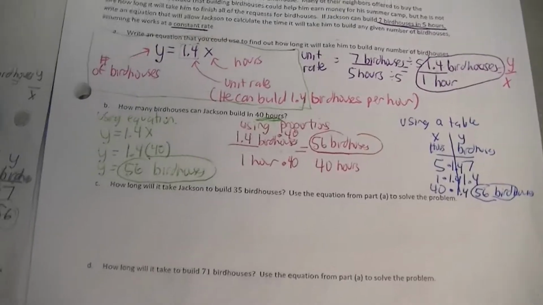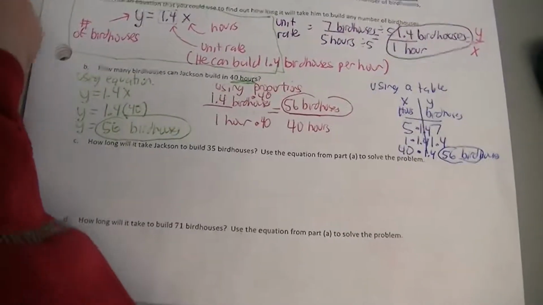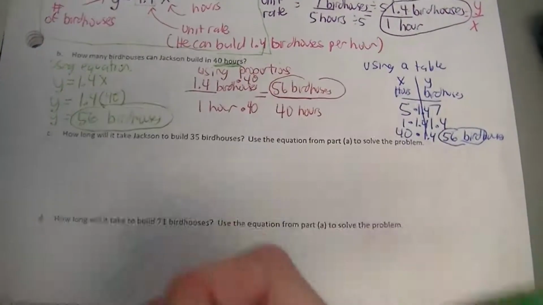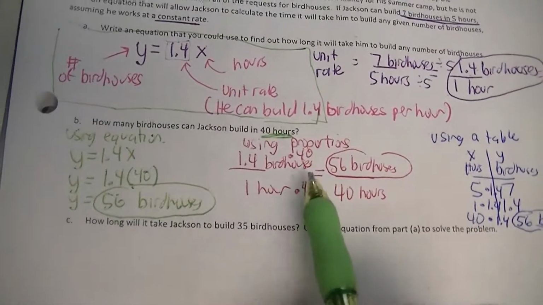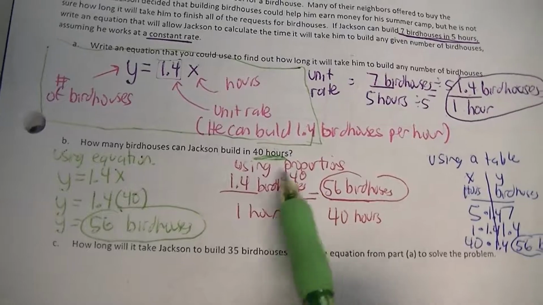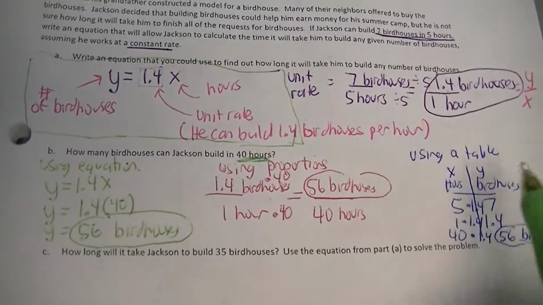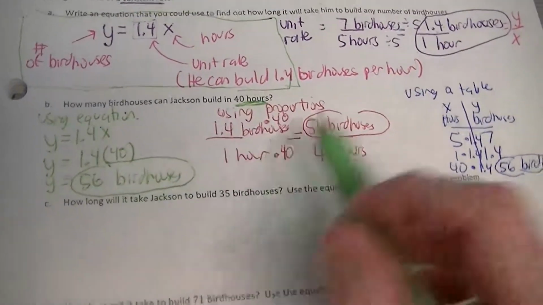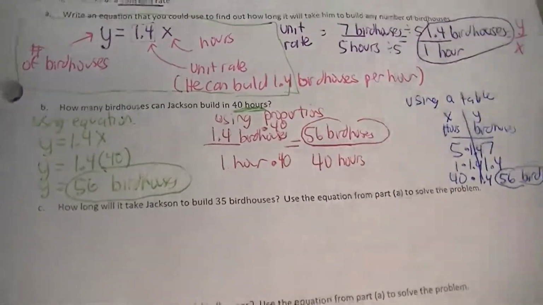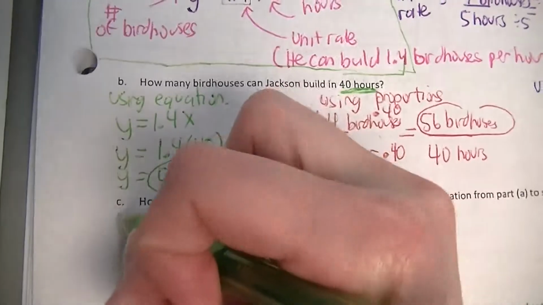Okay, now letter C. How long will it take Jackson to build 35 birdhouses? Use the equation from part A to solve the problem. Well, yes, you're going to do that, and I'm going to show you how to find it using proportions, and how to find it using a table. Okay, because I want you to be really confident in using each one of these. That's why we're practicing to get better at it.